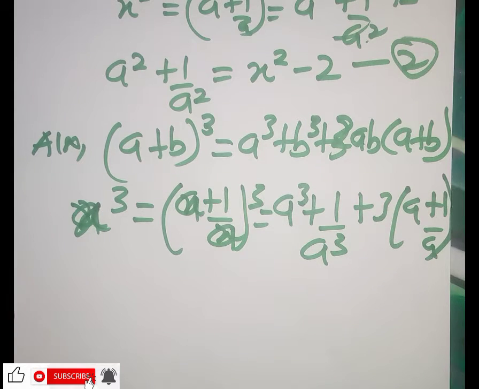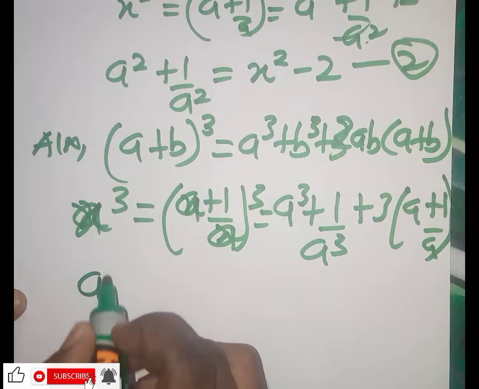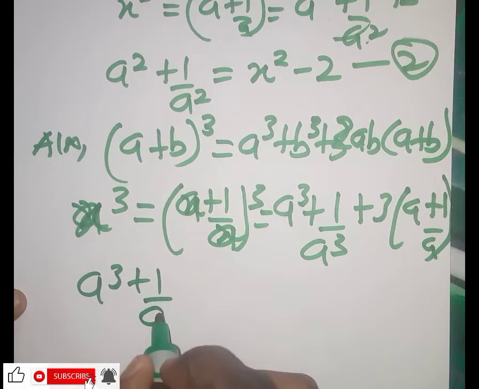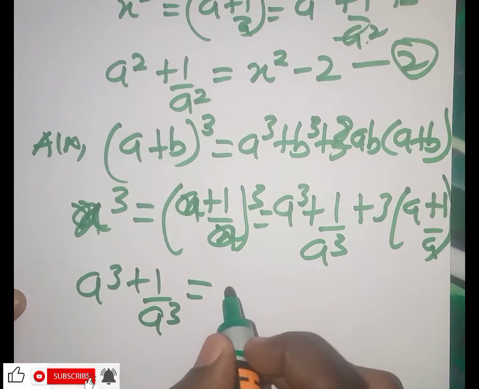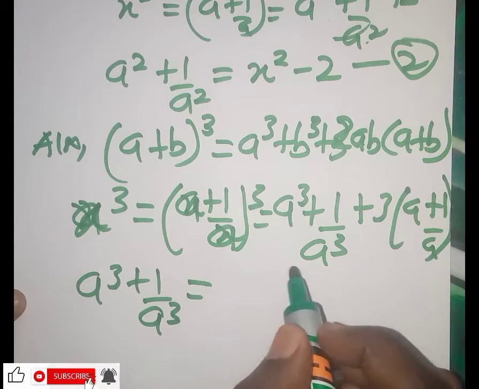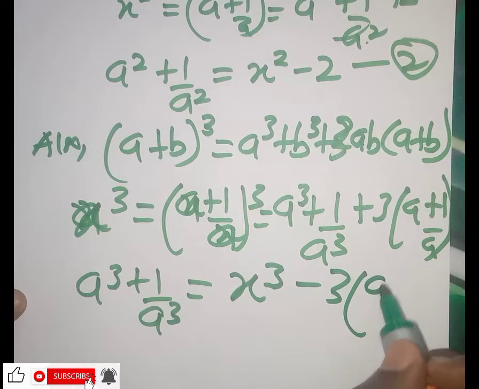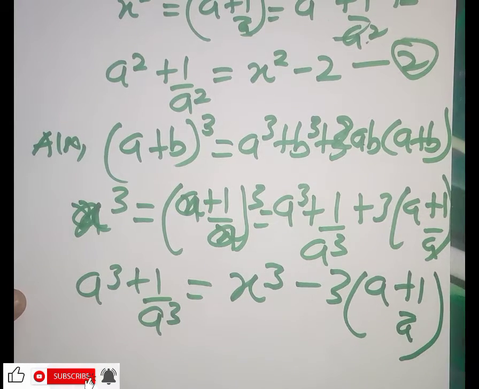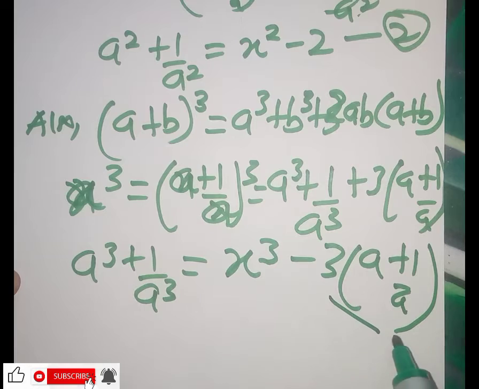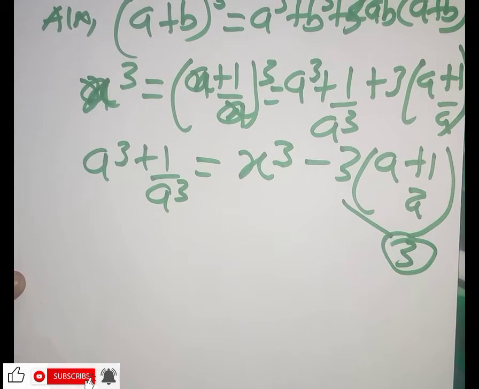Now if that is the case, we can also make a cube plus 1 over a cube the subject here. So making it the subject, we have this to be equal to s cube minus 3 into bracket a plus 1 over a in this case, right? So let's call this one equation 3. Very nice. So we have about 4 equations now.